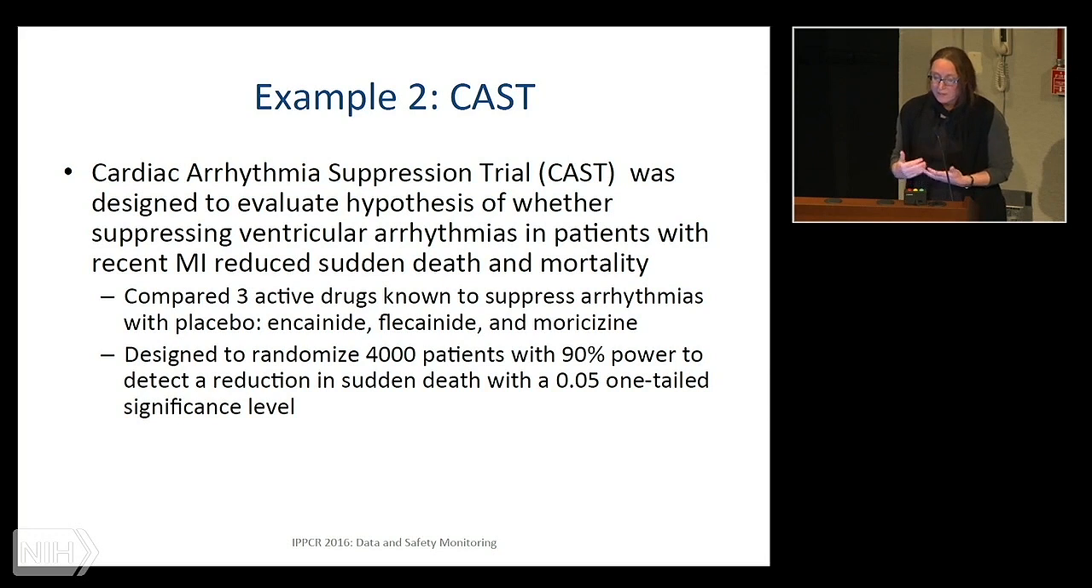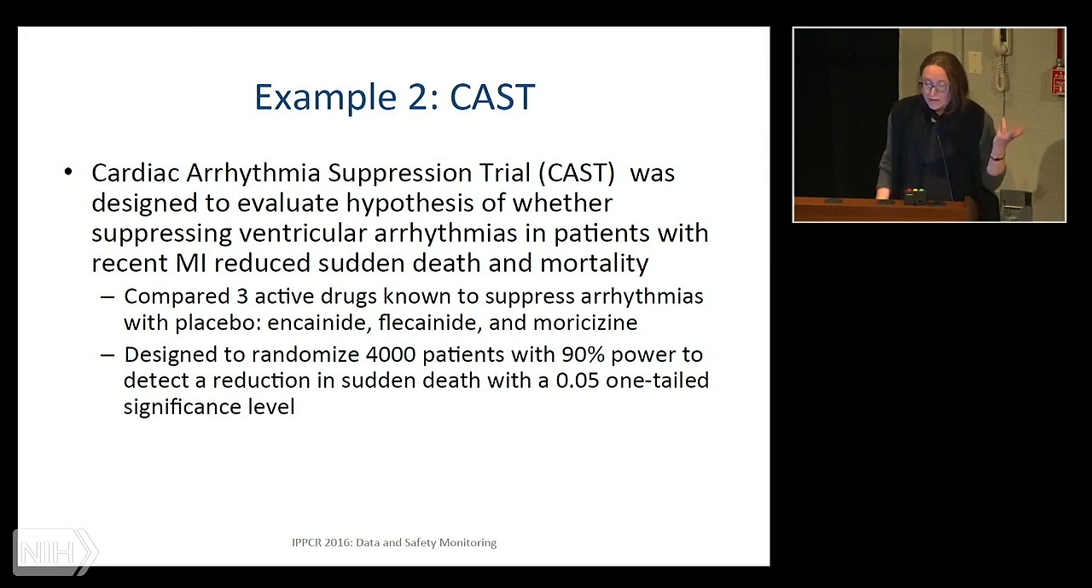And there were actually several active drugs that were known to be successful in suppressing arrhythmias, and so this trial looked at 3 of them, encainide, flecainide, and moricizine, which I'm a little more shaky about how to pronounce that one. You can see it on the slide. So we had 3 actives and 3 matching placebos, essentially a large, complex trial.